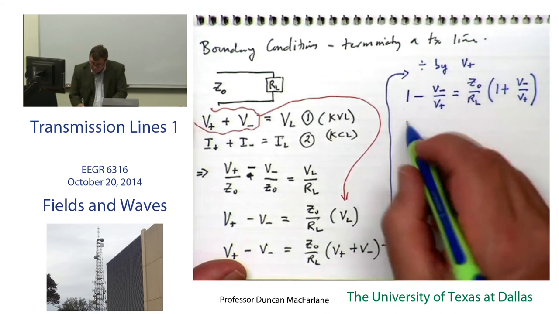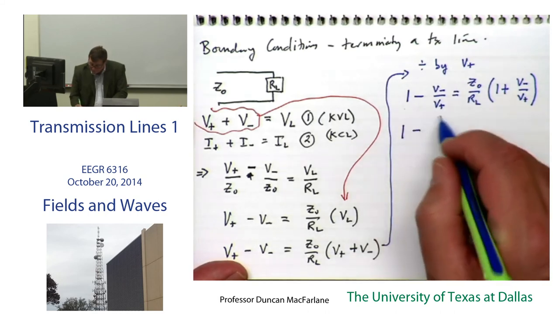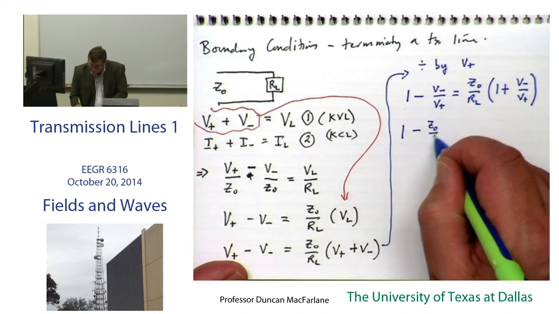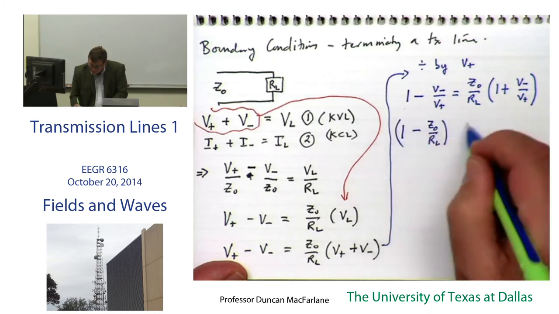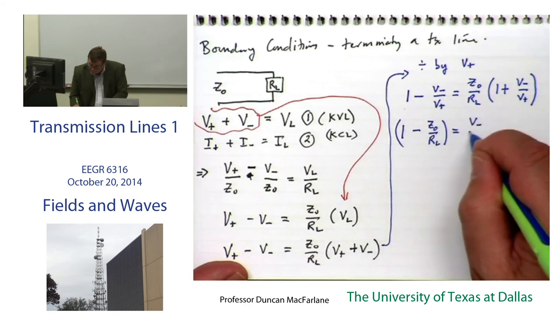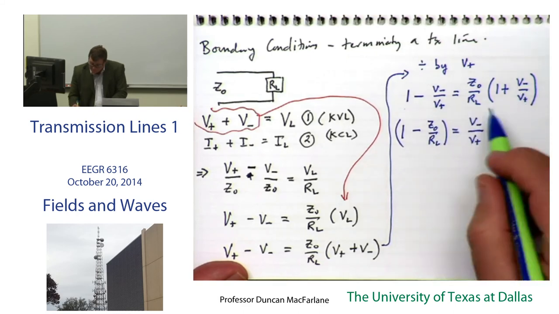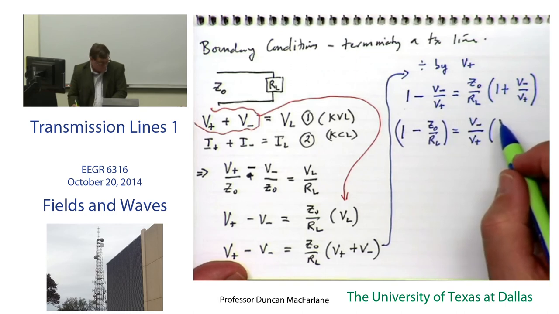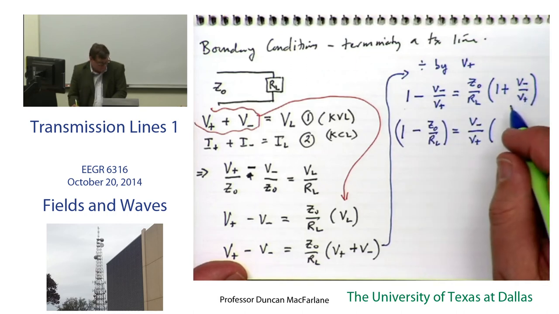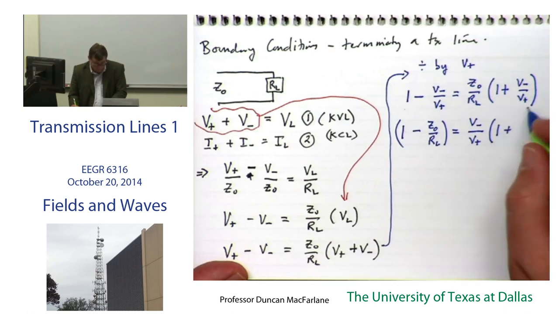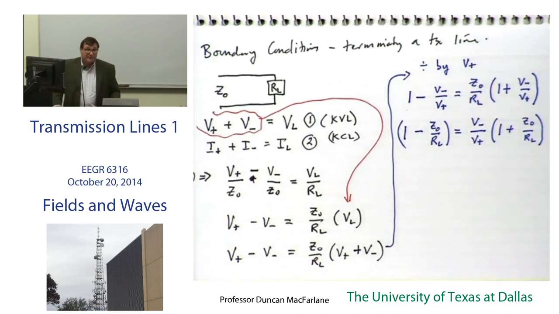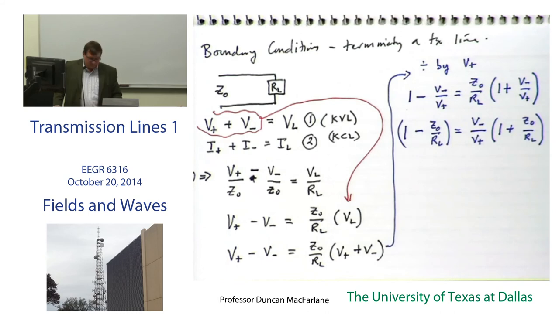Now I'll bring all the factors that don't have the V minus over V plus on one side, and I'll catch all the V minus over V plus on the other side, and now I'll solve for the ratio of V minus over V plus. That's the amount of the voltage that comes back at you, normalized to the amount of voltage that you launch there.